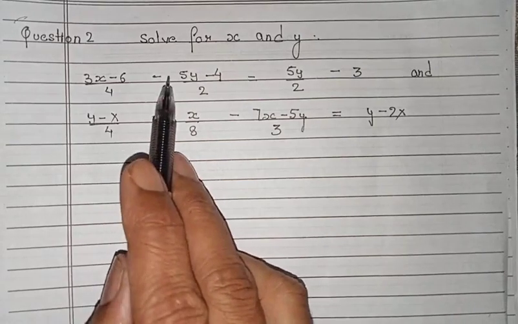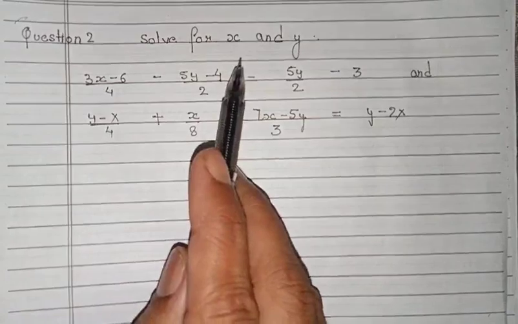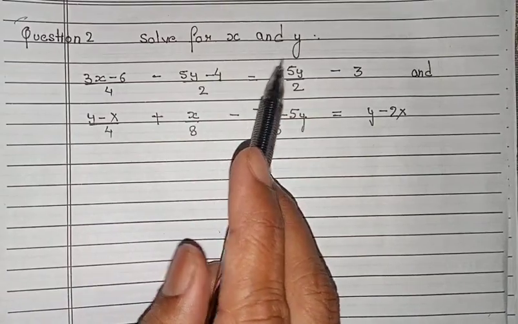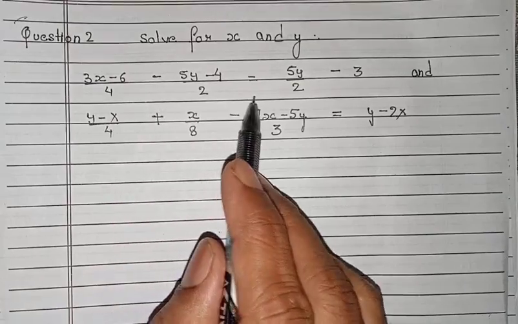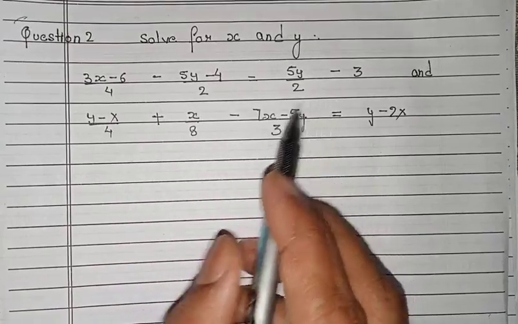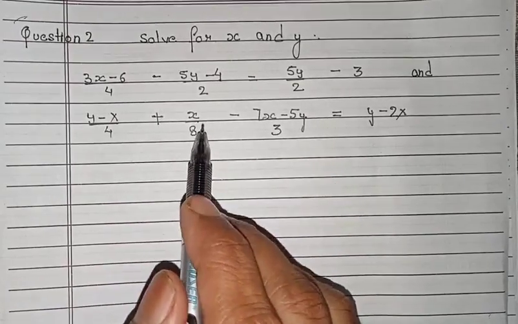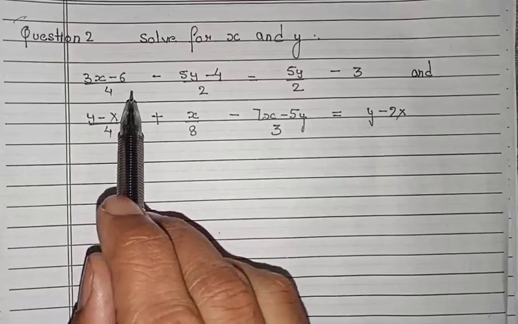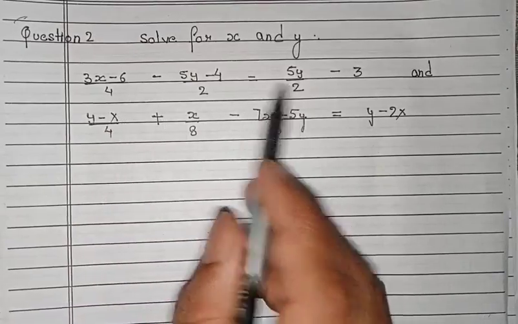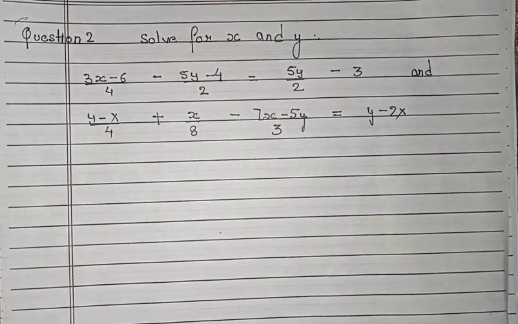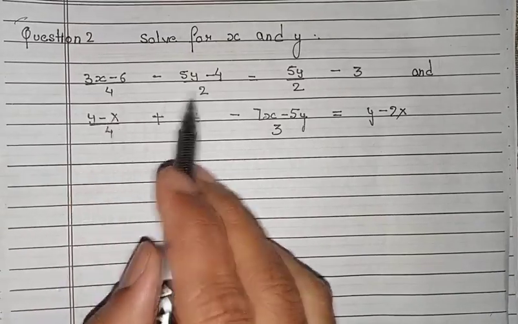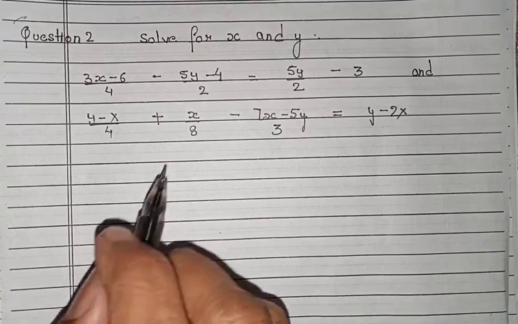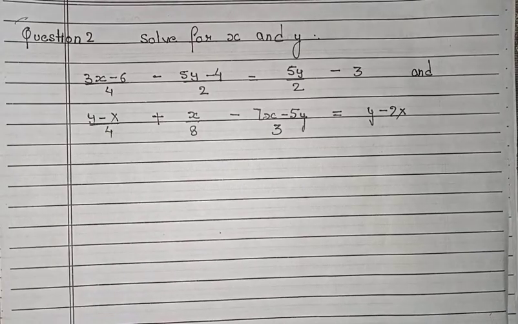In question number 2, we have to solve for x and y. These are the two equations given to us, and we have to solve these two equations simultaneously. As you can see, the first equation given to us is in the fractional form. So we will try to remove these fractions. Now how to remove the fractions from the equations?